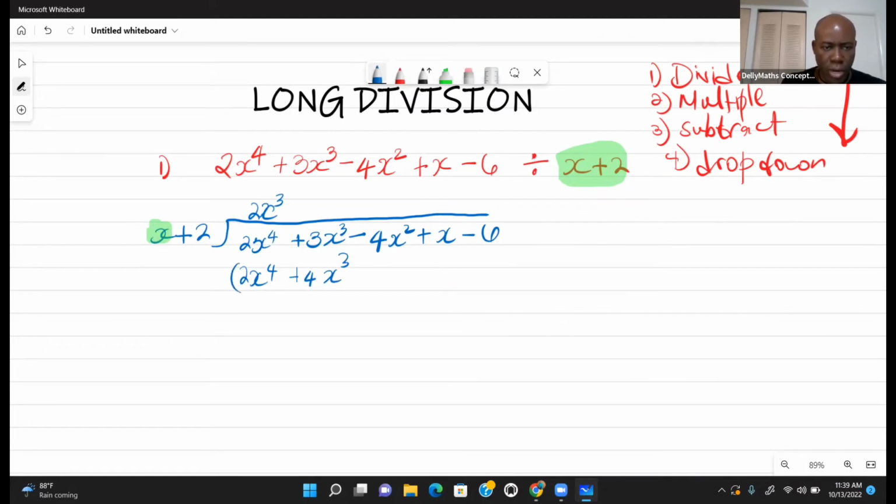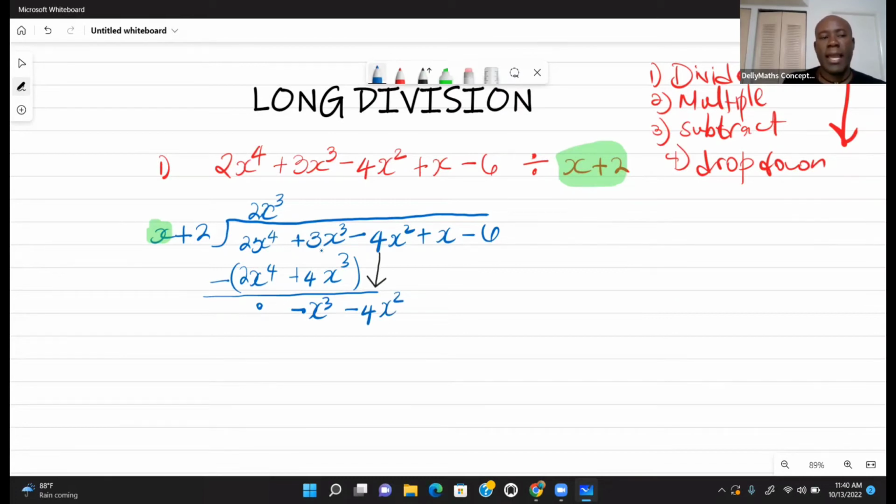Then we're going to subtract. We'll put a line there for the subtraction. 2x to the fourth subtract 2x to the fourth is 0, so I could just put a little dot for 0. Then we have 3x to the third subtract 4x to the third, and that's going to give me negative x to the third. Then I'm going to drop down the negative 4x squared.